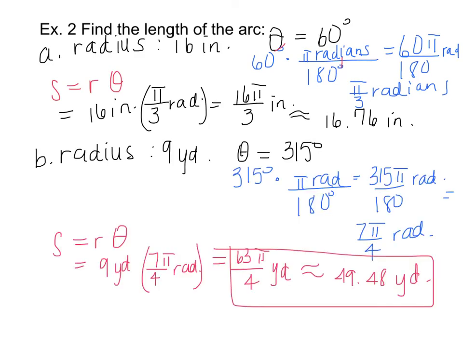And there you have it. Changing 315 degrees to radians, you'll get 7 pi over 4. And then plugging that into your formula, you're going to multiply your central angle by your radius, which is 9 yards. And so the answer in terms of pi will be 63 pi over 4 yards, and the approximate answer will be 49.48 yards. And don't forget to box or circle your answer.